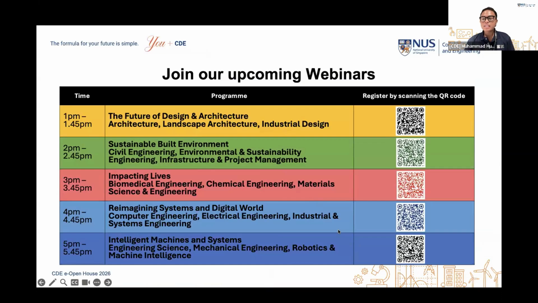Also, we have 5 more webinars lined up this afternoon. If you missed the QR codes earlier, simply scan the QR codes on this slide to register. If you're passionate about shaping and designing the future, join us at 1 p.m. for our next segment, where professors and students from architecture, landscape architecture, and industrial design will be sharing more about their programs and experiences. Now, I'll give some time for you to scan the QR code. And for those interested in the engineering programs, stay tuned at 2 p.m. onwards for the upcoming webinars, and we hopefully can see you there as well.